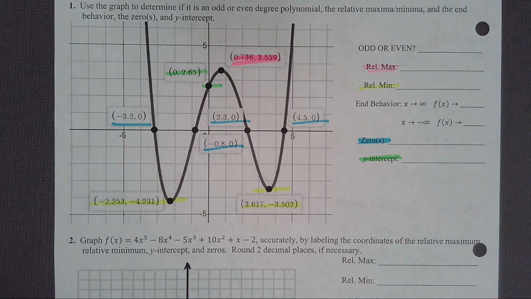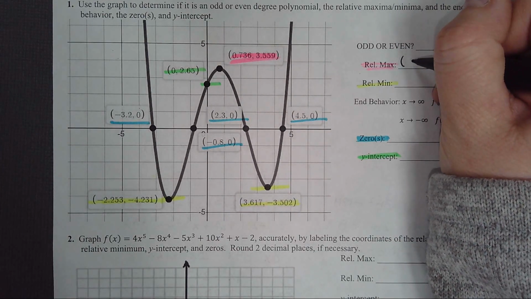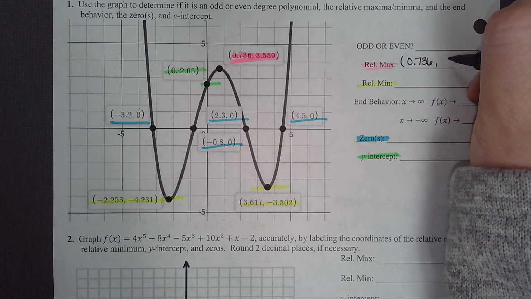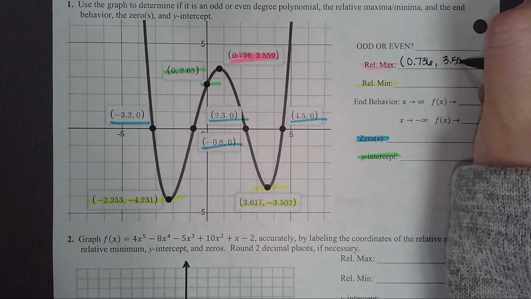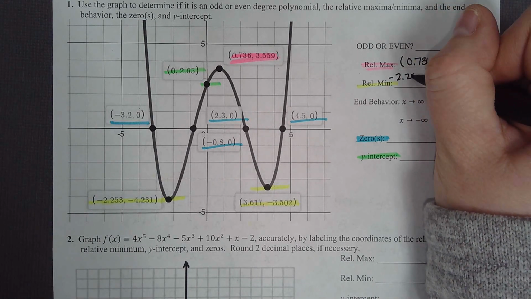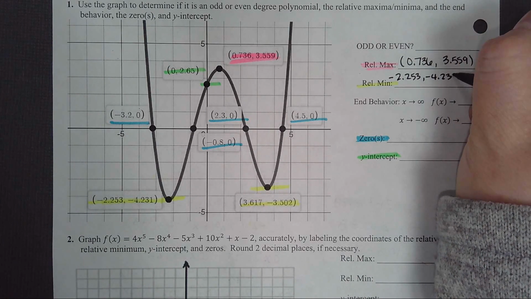Okay? You do have to write these out. So 0.736, comma 3.559, negative 2.253, comma negative 4.231.